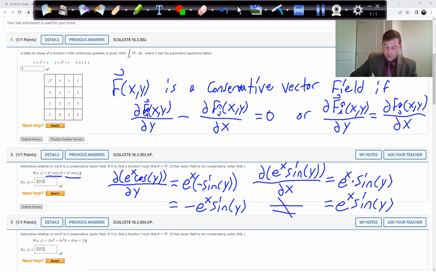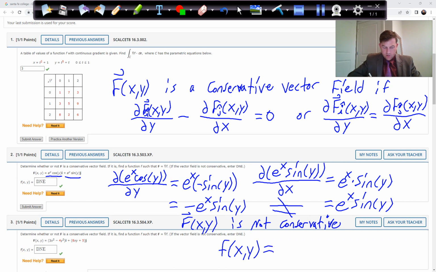So because they're not equal, f is not a conservative field, and so we're not going to be able to calculate the function f of xy. Now we will do some problems later where we will do that, so we'll see how that works. But for now, we'll just say f of xy, there is no common function for this vector field, so we'll say does not exist. Okay, and that's problem 2.